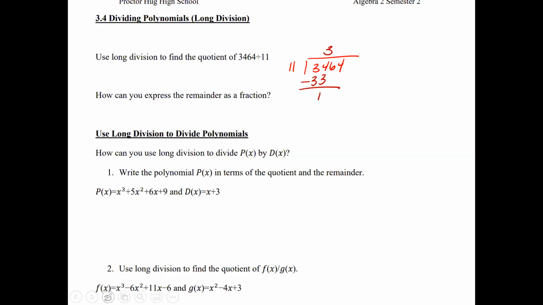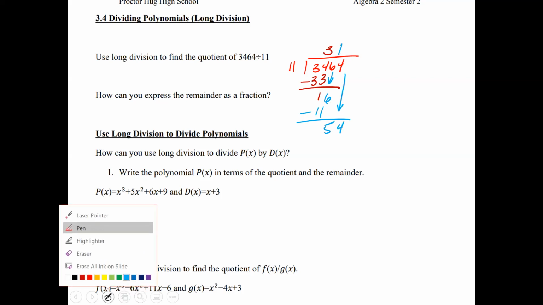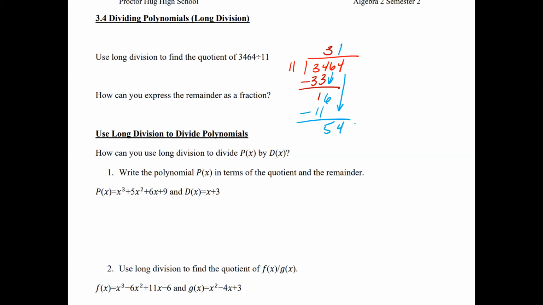So then I have a 1, and you're going to bring down that 6, okay? So 11 times what gives you 16, but remember, you cannot go over 16. It has to be 1, because 11 times 1 is 11. You get a 5, and you bring down the 4. So then 11 times what is close to 54, but you can't go over 54? That would probably be 4. So 11 times 4 is 44. And then this right here, the 10, is your remainder.